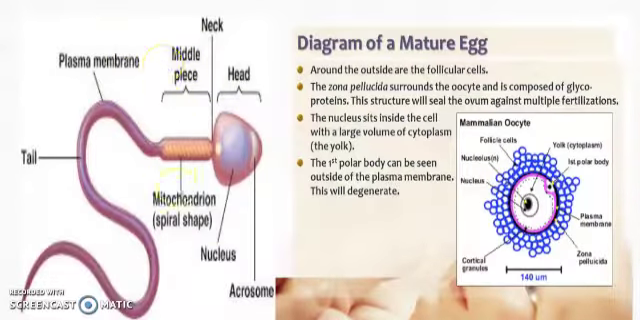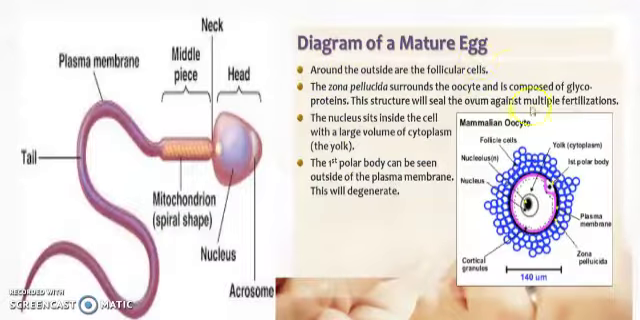This one is the structure of a typical sperm. This is the head. The tip of the head is called acrosome, lysosomal in nature. This is the nucleus, and this one is called the middle piece, which contains mitochondria that provide energy for the movement, and this is the tail which is used for the movement.